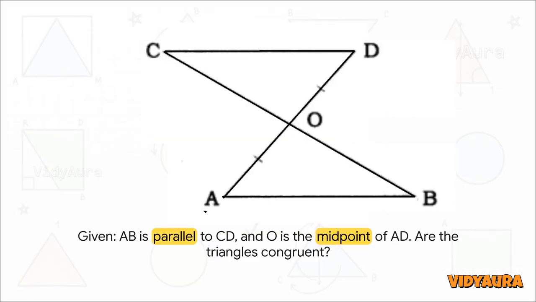Look at this. We have two triangles, AOB on top and DOC on the bottom. We're told two things. Line AB is parallel to line CD, and that point O is the exact midpoint of the line AD. So, with just that info, can we prove these two triangles are identical?